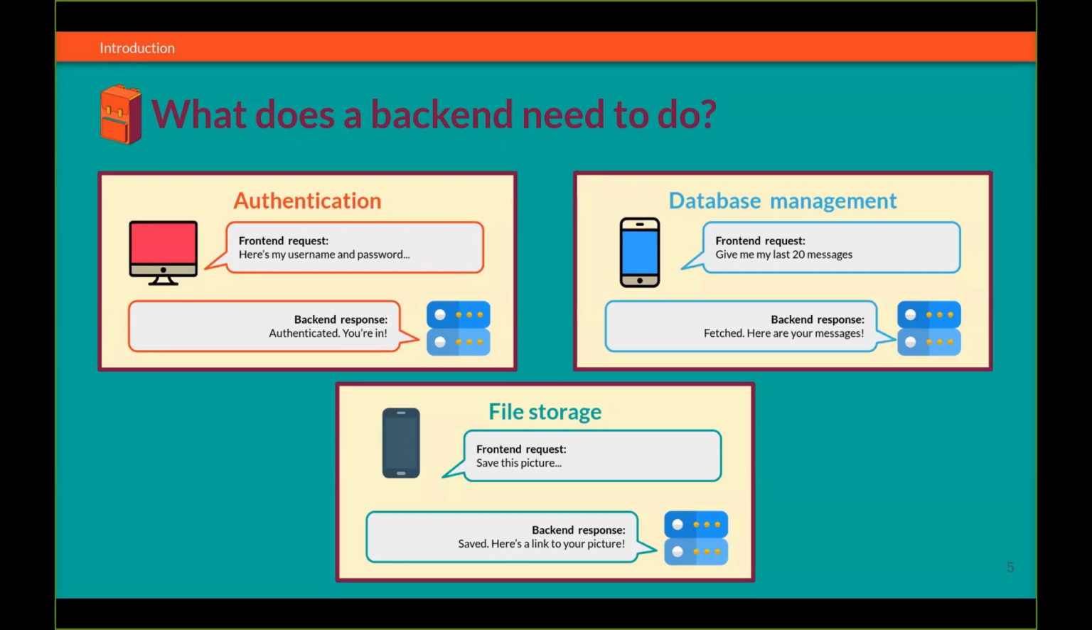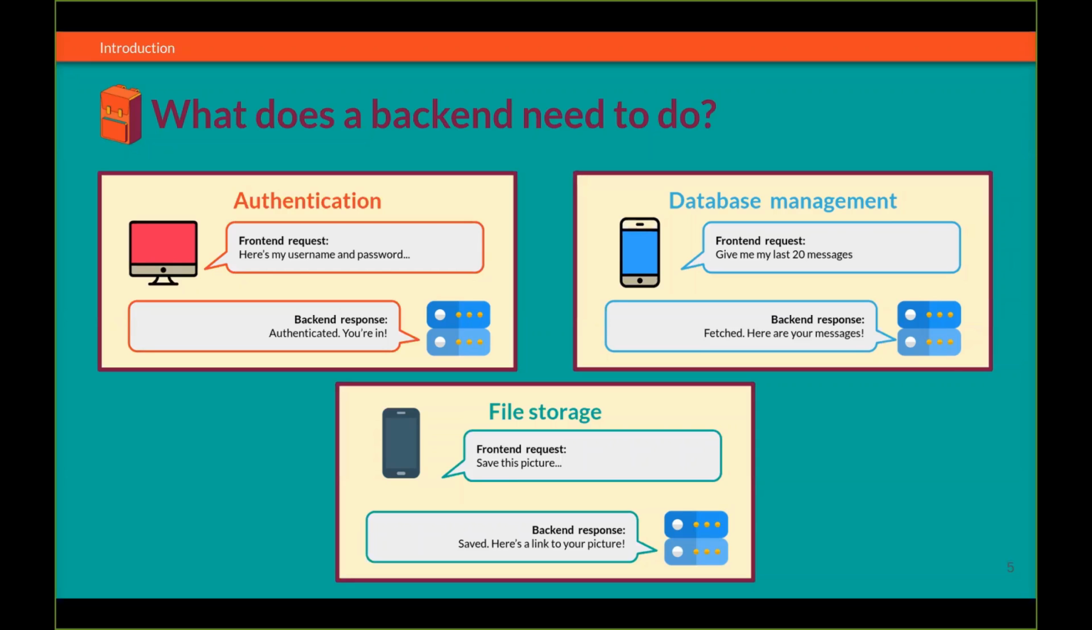Another example would be database management. For example, in a chat app, a front end might request the last 20 messages for display. The back end would look into the database and return those 20 messages along with any necessary metadata about which user added the message or when it was added, for example. The front end would use the metadata to display it in the correct order.